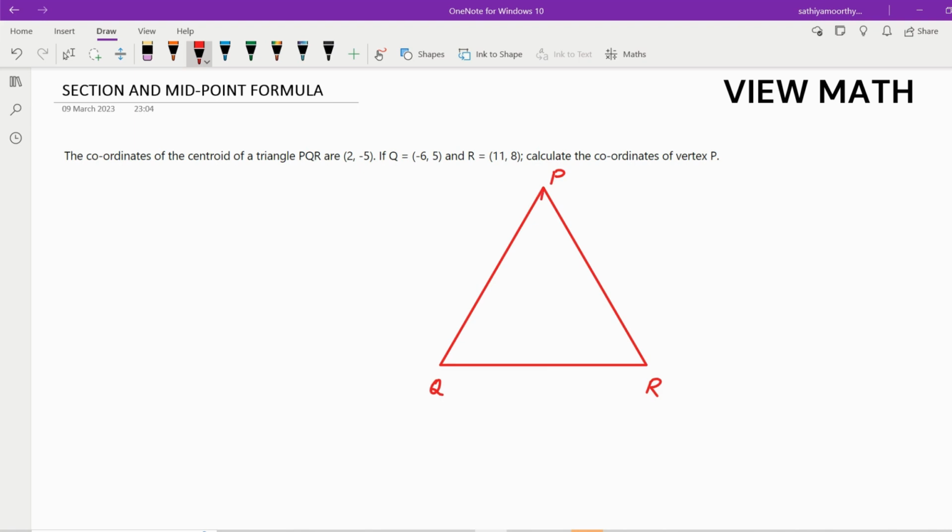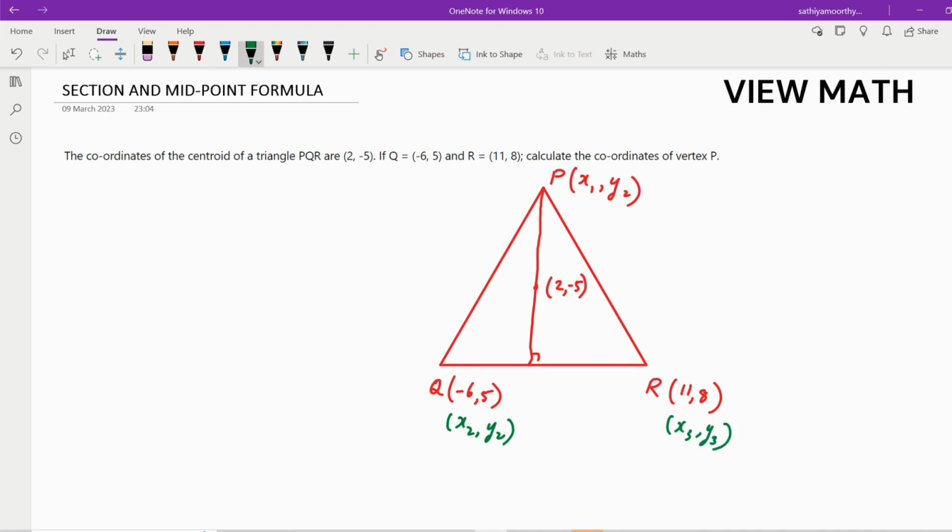So if I draw, now this is the centroid of the triangle. The centroid is 2, -5 they have given. The coordinates of Q they have given as -6, 5 and the coordinate of R is 11, 8. And they're asking us to find the coordinates of P. So let me take it as x1, y1. Here this is my x2, y2. This is x3, y3.